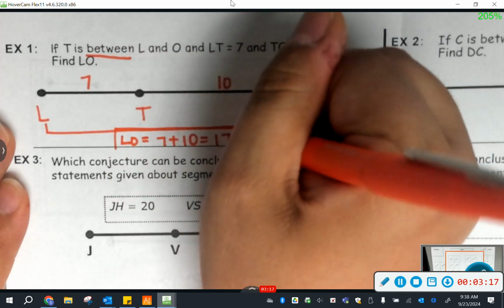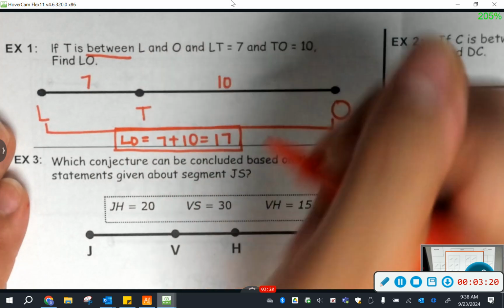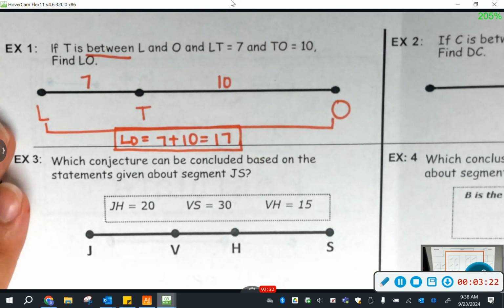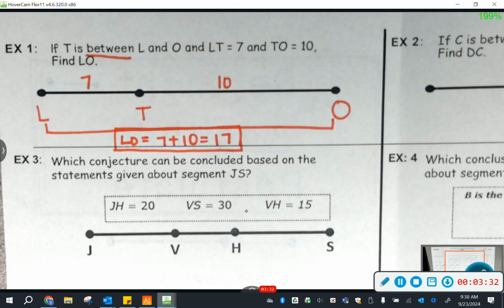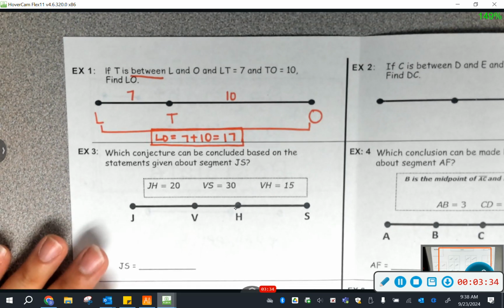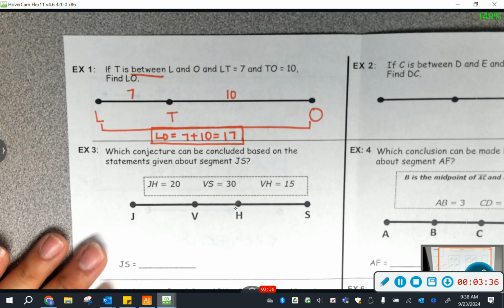Is it really that easy? Yes. This honestly looks like second grade. It is second grade math. Now, as we go through the examples, we're going to get a little bit more complicated for sure. But it is about whether you can take the pieces and put them together.